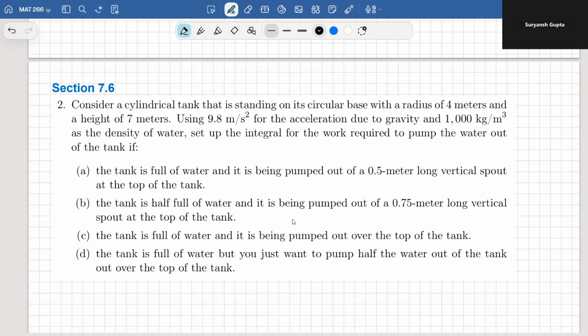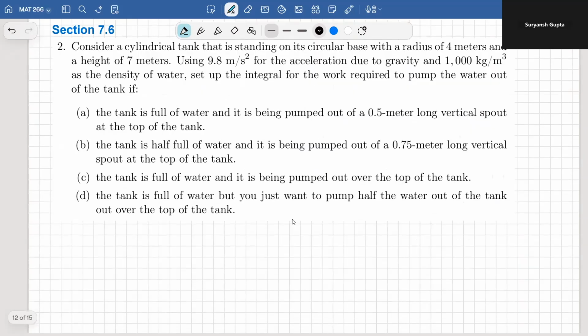The first scenario is the tank is full of water and it's being pumped out of a spout at the top of the tank. Part B is half full of water and it's being pumped out of a 0.75 meter long spout at the top of the tank. C is the tank is full of water. We don't have any spouts now, and it's just being pumped from the top of the tank. And part D is the tank is full of water, but we just want to pump half of the water out of the tank.